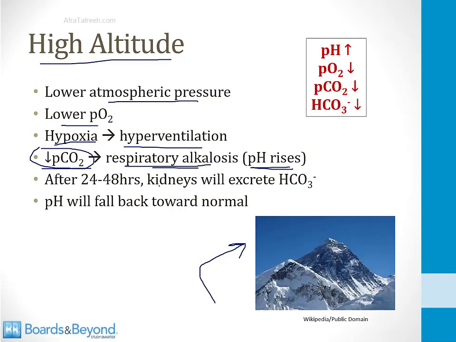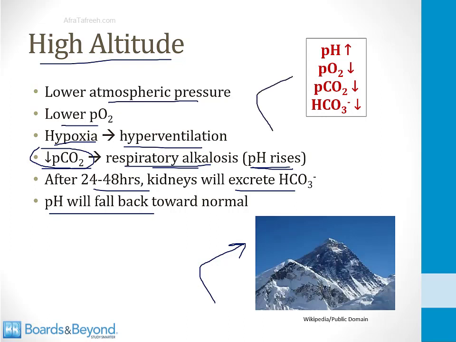Now initially when patients ascend to high altitude, there's very little change in the bicarbonate level, but after about 1 to 2 days, the kidneys begin to compensate for the respiratory alkalosis by excreting more bicarb. This causes the serum bicarb level to fall, and as a result the pH will go back to normal, although usually it does not completely fall back to the normal range.